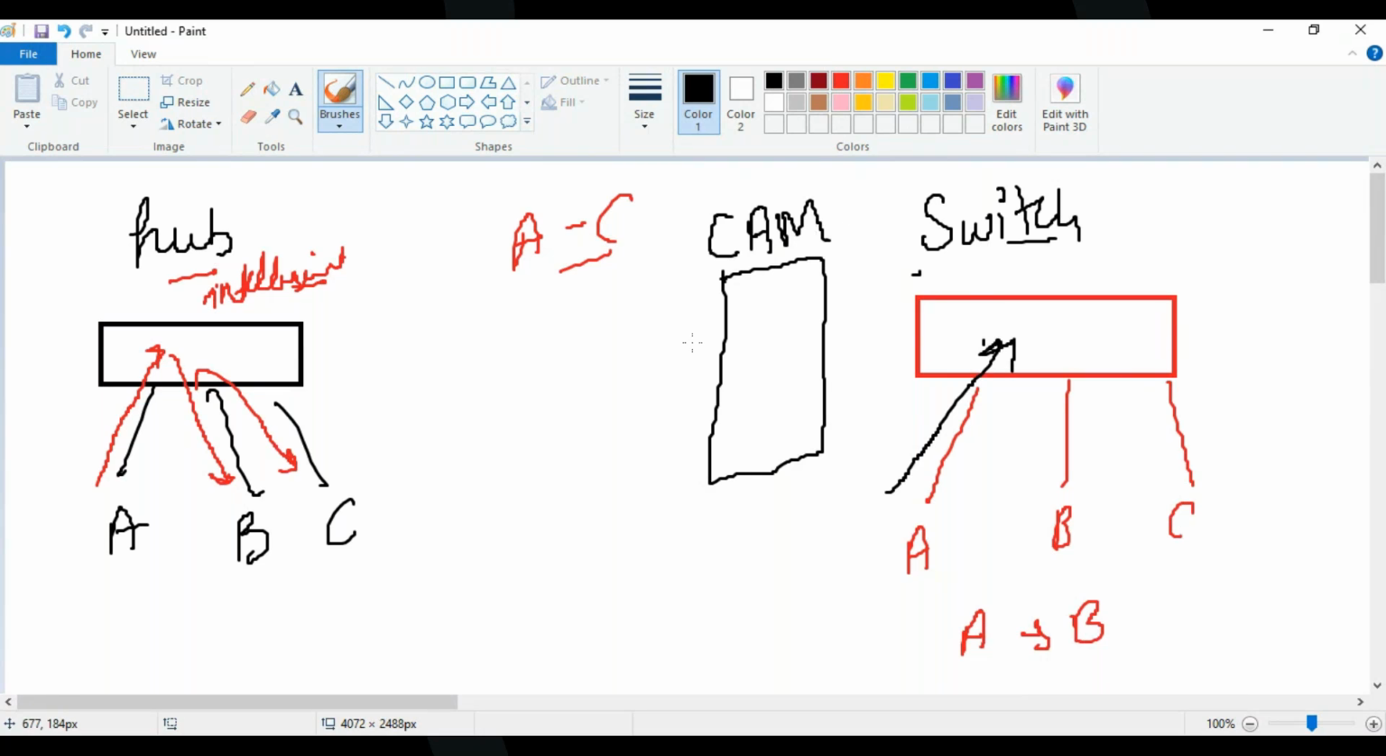So in this CAM table, suppose three devices are here, A, B, and C. So what we have here is the MAC address. Do you know what is a MAC address?